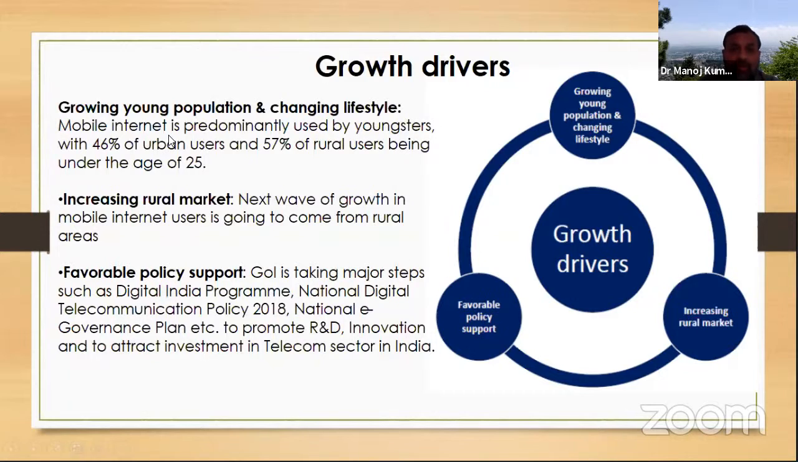Mobile internet is predominantly used by youngsters, with 46% of urban users and 57% of rural users being under the age of 25. So that means most of the young people, either in rural or urban areas, are using mobile, or you can say the internet.